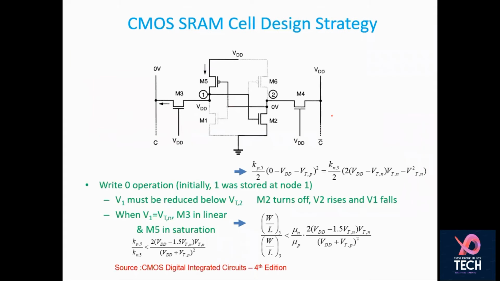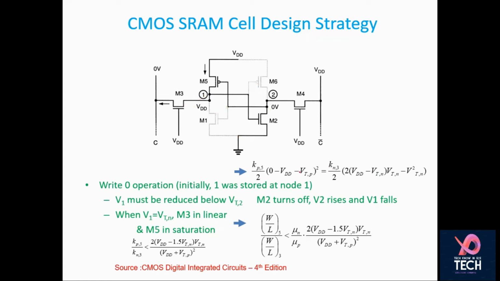Okay, now design strategy. If one is being stored, then what should be the design strategy? The previous one is if zero is being stored. So here you can see that if one is stored in this particular node, then M2 is on, M5 is on, and to keep these things intact, so that there should not be any sort of alteration, M1 and M6 should be off. So what you can see is that M3 and M5 should have a particular relation.